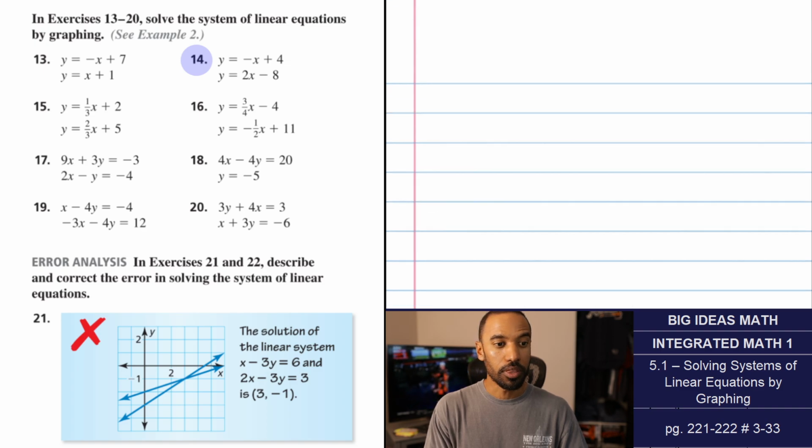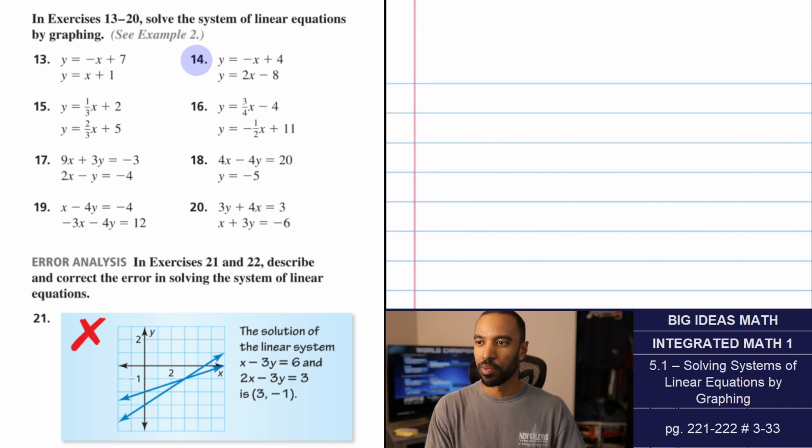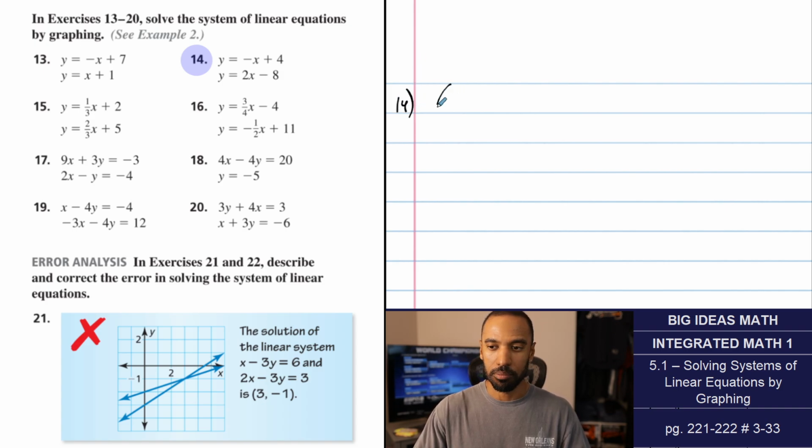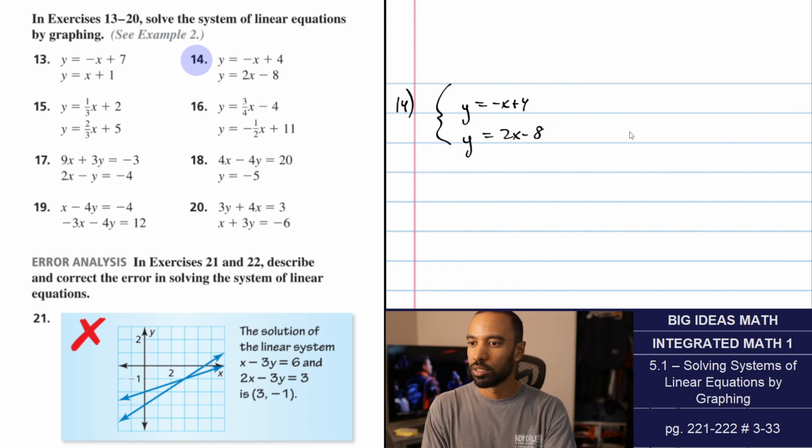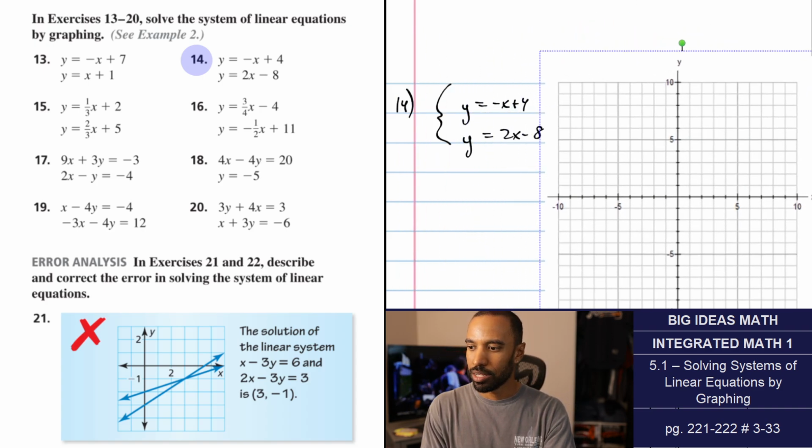Also slope-intercept form. Well, the first 4 are slope-intercept forms. So, and after that, we get some standard form stuff. So I'll decide whether I want to rewrite it in slope-intercept form or leave it as is. But I got y equals negative x plus 4. Ugly curly brace again. And y equals 2x minus 8. Can I fit that, right? If I squeeze it in.